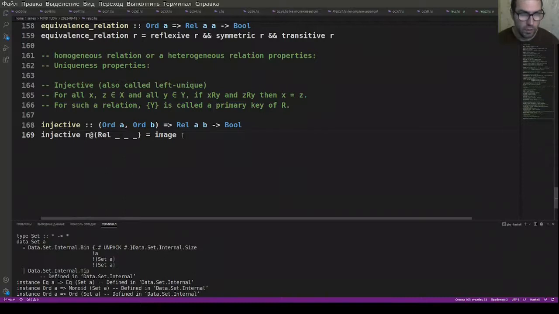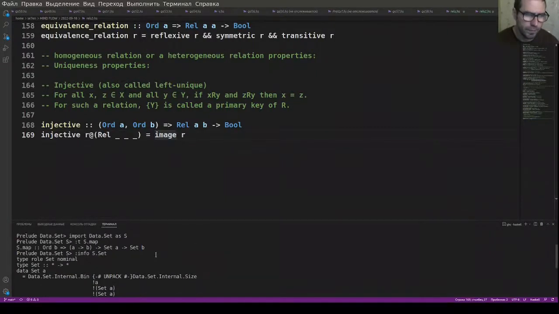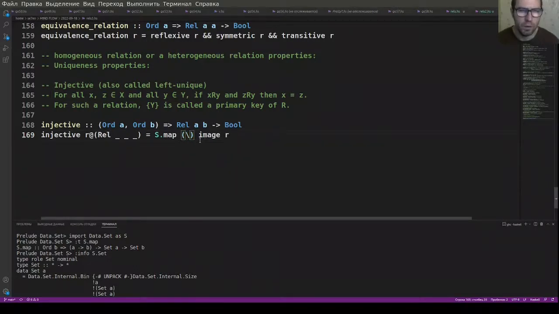I don't know whether we need this pattern matching or not, we will see later. So we take the image. Next, we use the map function on this image, and this will be a lambda which takes every element of this image. Actually, this is y, some second pair element, and we want to check.